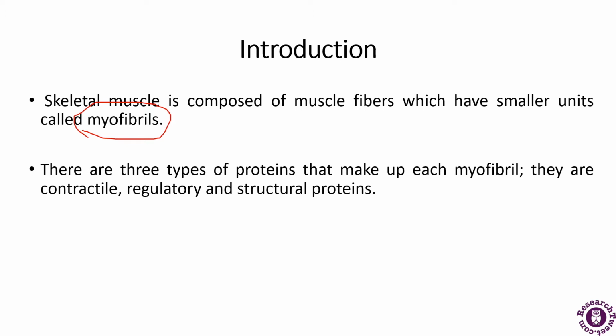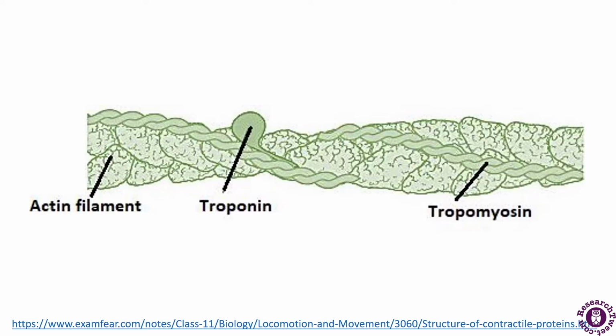Now, there are three types of proteins that make up each microfibril: contractile, regulatory, and structural proteins. We will be focusing here on the contractile proteins, which means actin and myosin. Actin is the thin filament, and myosin is the thick filament. The actin filament is represented here, along with tropomyosin and troponin.